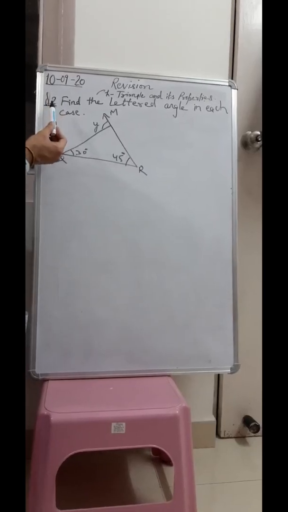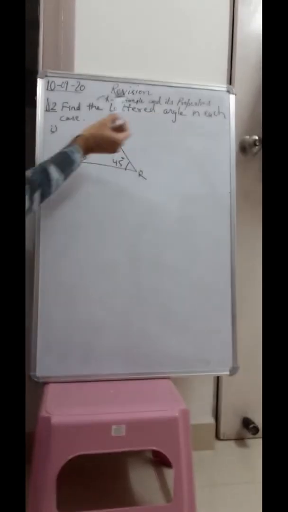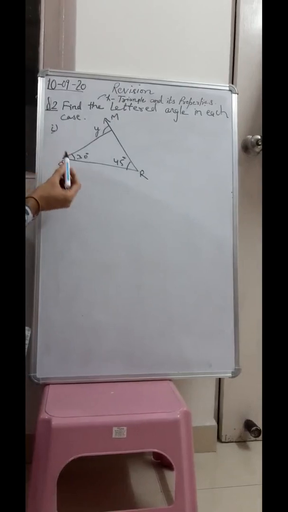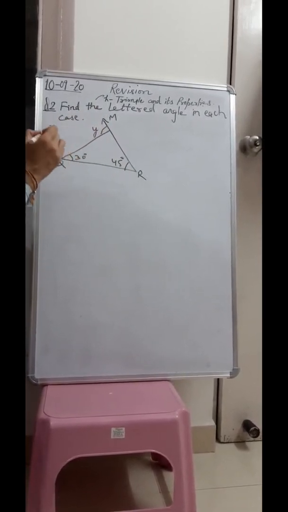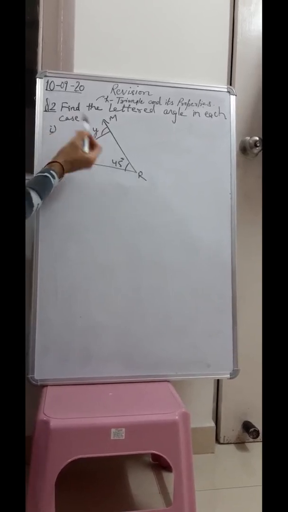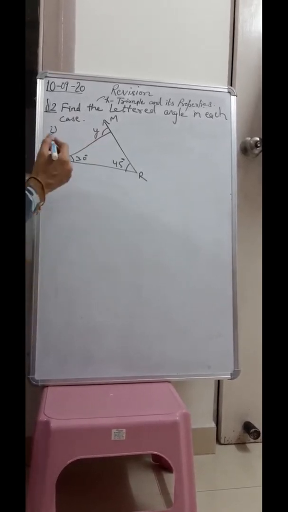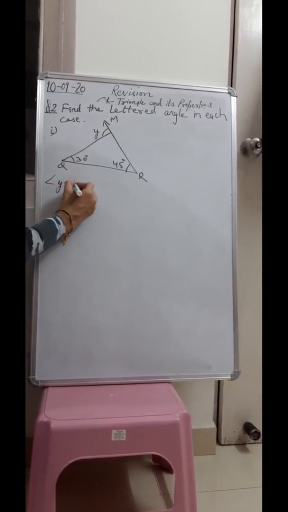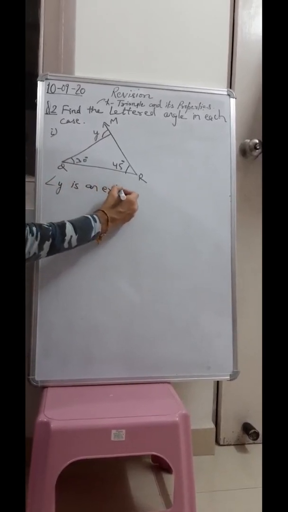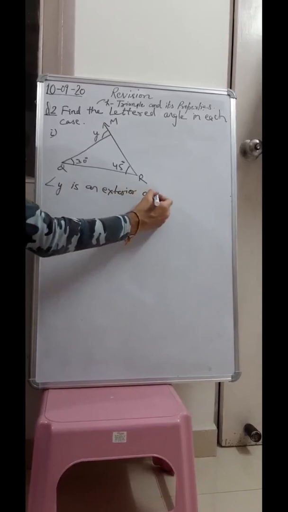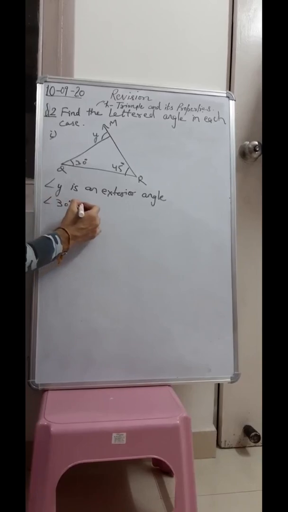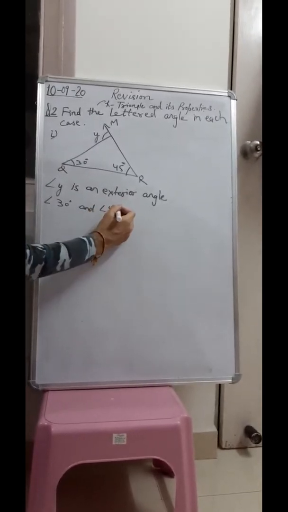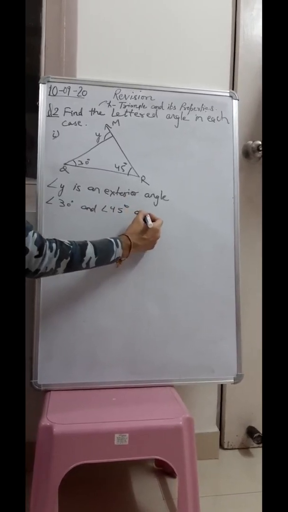Now question number 2, find the exterior angle in each case. So here in the first part we have been given a triangle PQR, and in this triangle we have been asked to find out the angle Y, that is the exterior angle. So angle Y is an exterior angle, and we have been given angle 30 degree and 45 degree as interior angles.